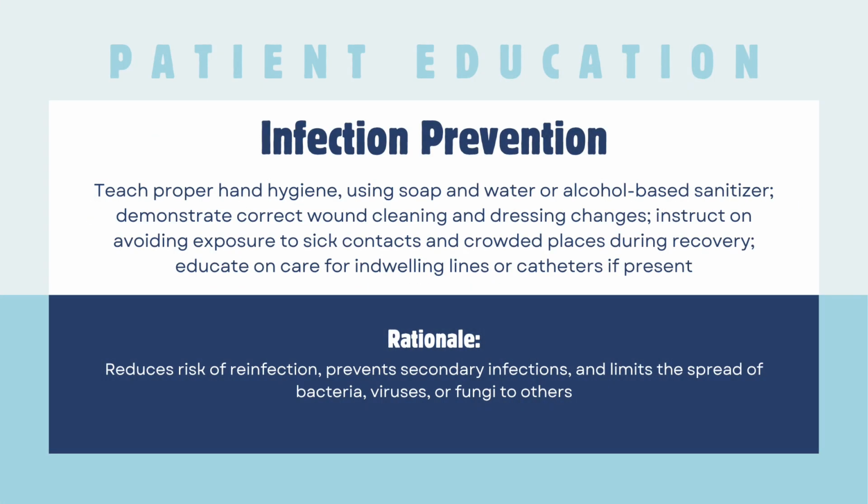The first patient education priority is infection prevention. This includes teaching proper hand hygiene using soap and water or alcohol-based sanitizer, as well as demonstrating correct wound care and dressing changes. Patients should also be instructed to avoid sick contacts and crowded places during recovery and to properly care for any indwelling lines or catheters if present. These measures help reduce the risk of reinfection, prevent secondary infections, and limit the spread of microorganisms to others.